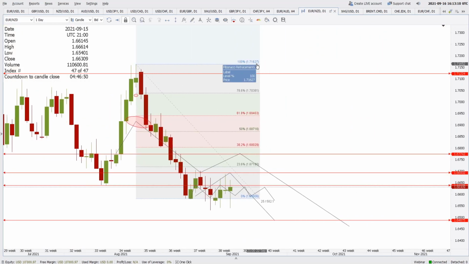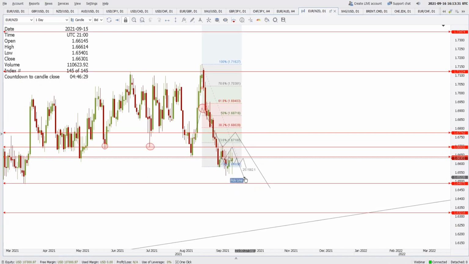Talking about the euro against New Zealand dollar, the euro is looking good against the New Zealand dollar also, because it has met the support today. But if that support does not hold tomorrow, we can see 1.6487 again. On the contrary, if that support holds, then the price can head back to 1.6693 and 1.6774 also.